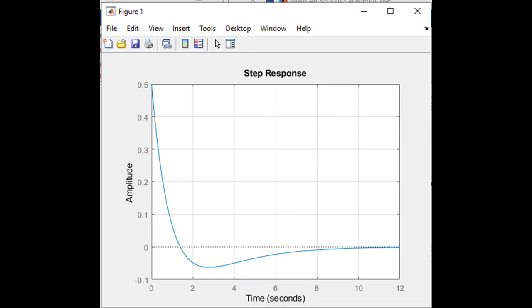As a conclusion, the relationship between the system output and its input is defined as a transfer function. As a result, a system's unit impulse response is the inverse Laplace transform of its transfer function.